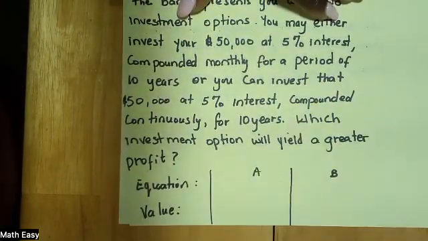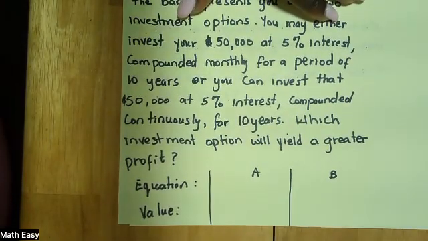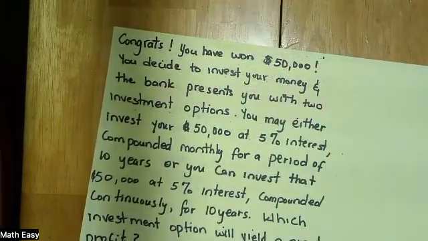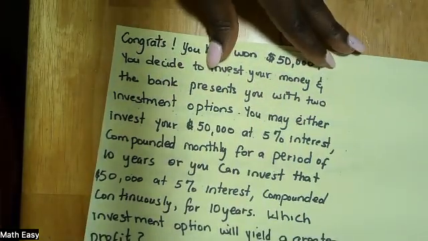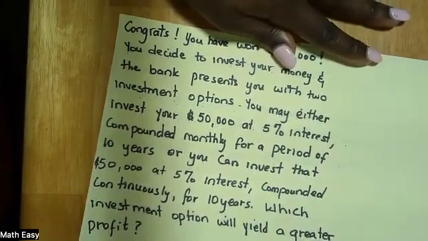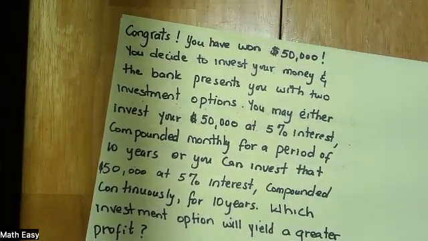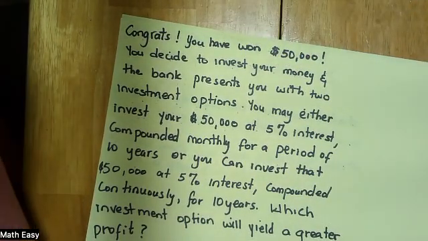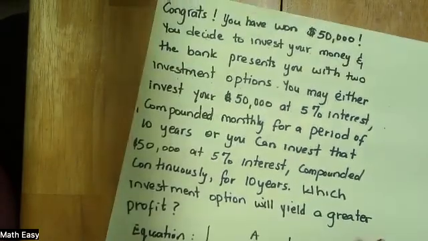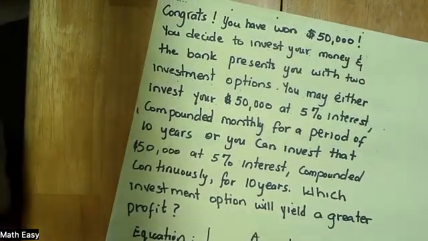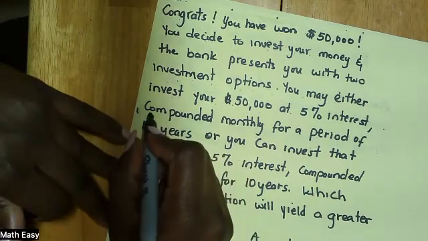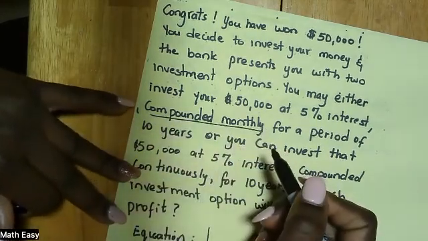You're asked to do an equation and to write the value. Now, which will you choose? Obviously, you will choose the one that gives you the greater profit or interest. Now, let's look at one option at a time. Option A is compounded monthly.